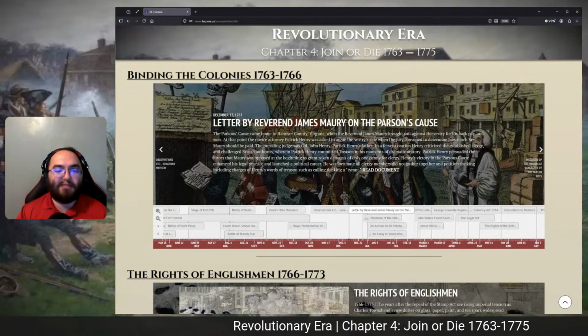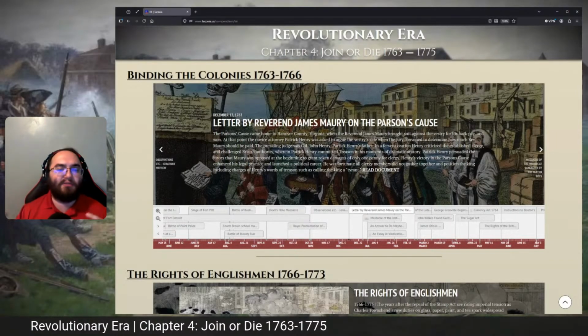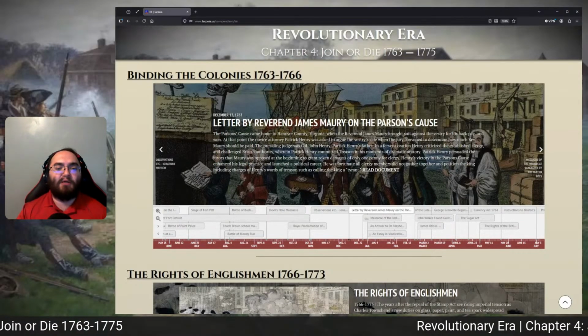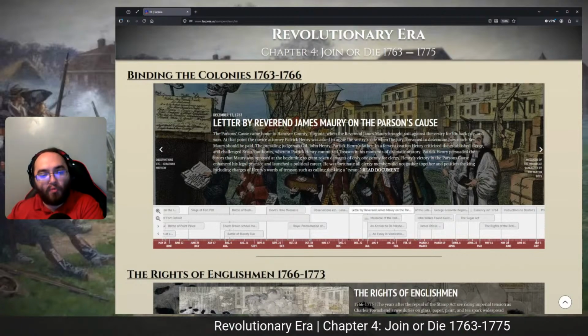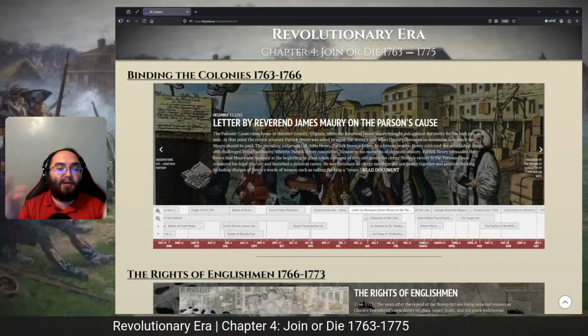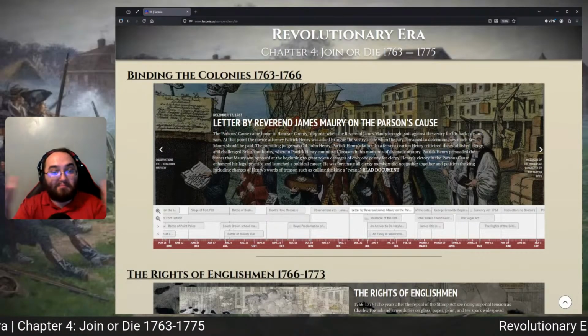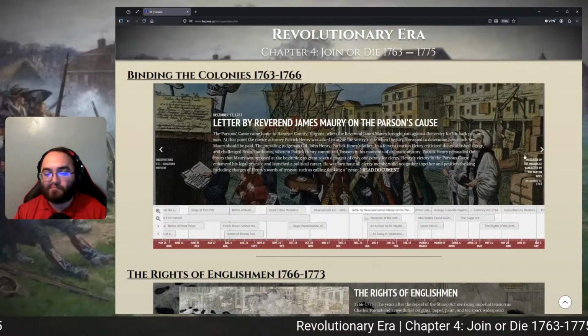But as you can see, this religious issue regarding the Church of England and its authority within the colonies will morph from a religious issue into a more political issue. And Patrick Henry is one of the first people to bring it from a religious issue to a political issue.